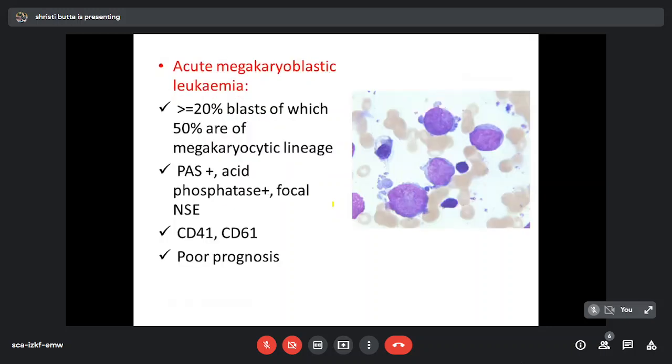Now coming to acute megakaryoblastic leukemia. Now this is a condition which is CD41, 61 positive, PAS positive. Blasts are more than or equal to 20%, of which at least 50% are of megakaryocytic nature. Look at this. You have a lot of cytoplasmic blebs or pseudopods here. Such leukemias, or acute megakaryoblastic leukemias, are associated with Down syndrome. But note that translocation 1;22 is not associated with Down syndrome.